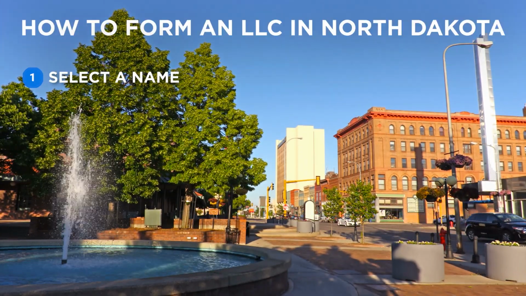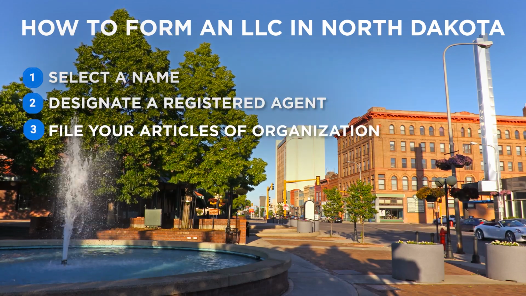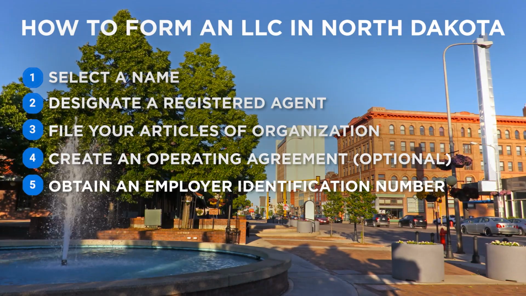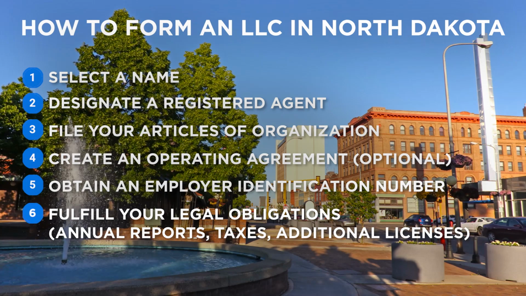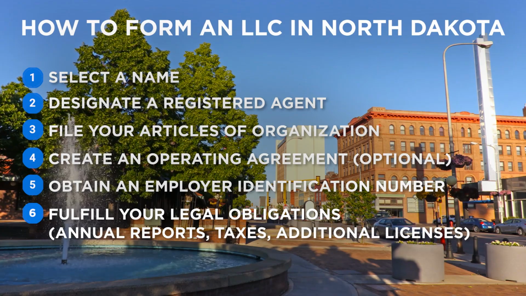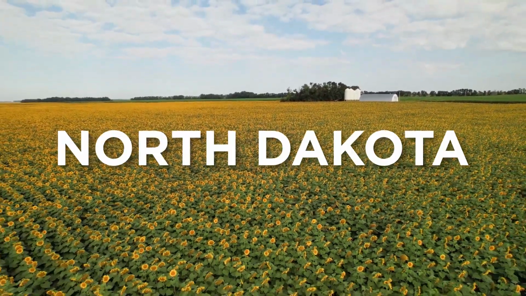1. Select a name. 2. Designate a registered agent. 3. File your Articles of Organization. 4. Create an operating agreement. 5. Obtain an employer identification number. 6. Fulfill your legal obligations, particularly those relating to submitting annual reports, registering to pay state taxes, and applying for any additional licenses you may need. By completing these steps, you can form an LLC in North Dakota.